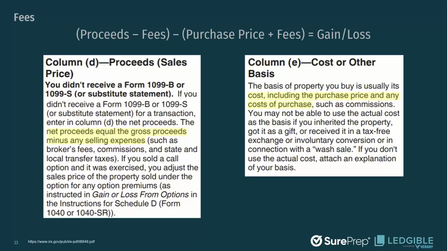Now, fees with crypto can start to become very challenging. As you remember, we saw those broken out in that spreadsheet. When you look at the instructions in Form 8949, they're very straightforward in saying that when you're looking at the proceeds, or what you receive from it, you need to remove any of the selling expenses. So you'll need to make sure that you can isolate any of those fees and use that in reducing the proceeds. And then, of course, any of the fees required in purchasing it will need to be added back into the basis for determining the gain and loss.